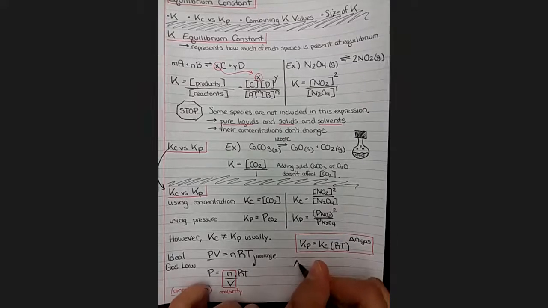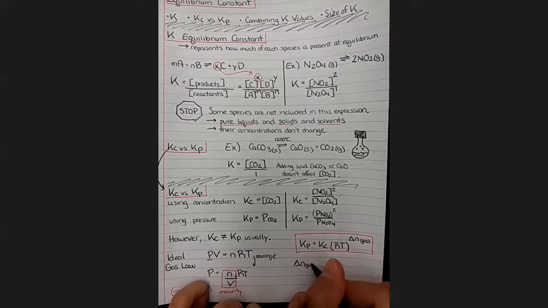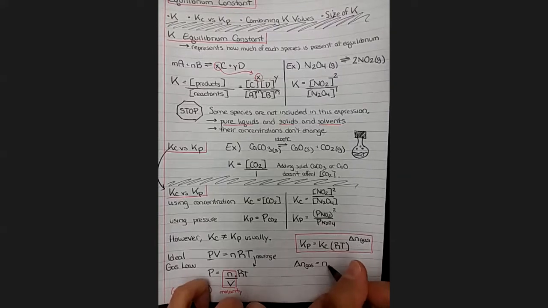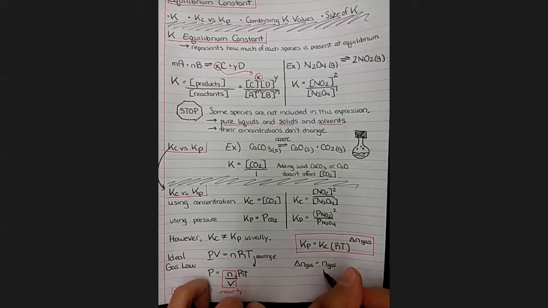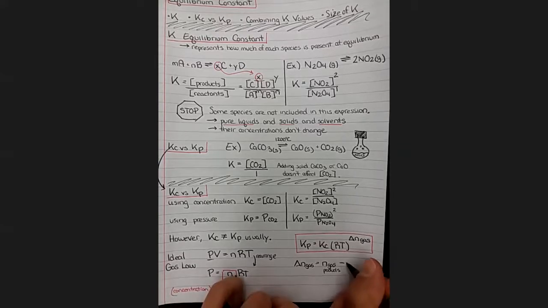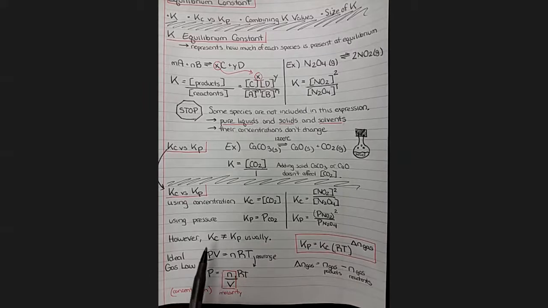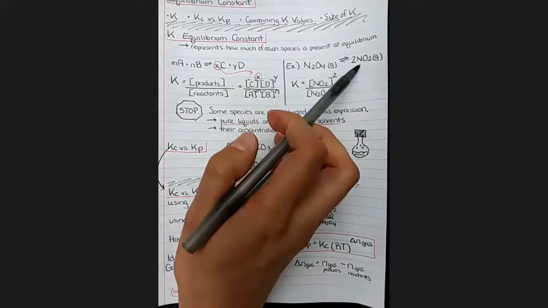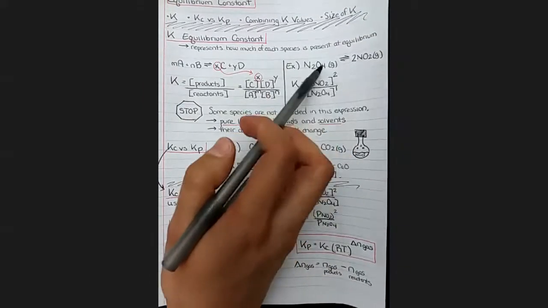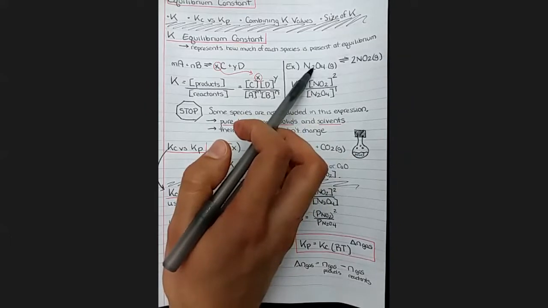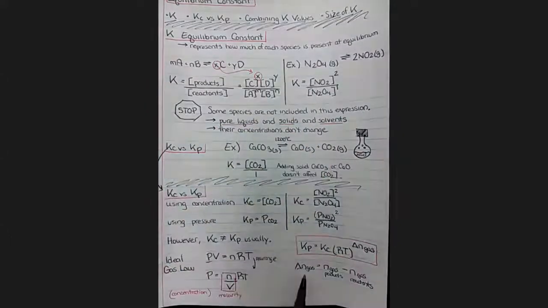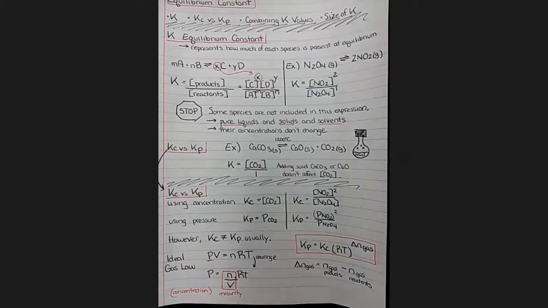Just to be clear, change in number of moles of gas is the number of moles of gas in the products minus the number of moles of gas in the reactants. So for example, in this one that we had up here, there were 2 moles of gas on the right side, 1 mole of gas on the left side. So the delta n gas would be 1 mole.